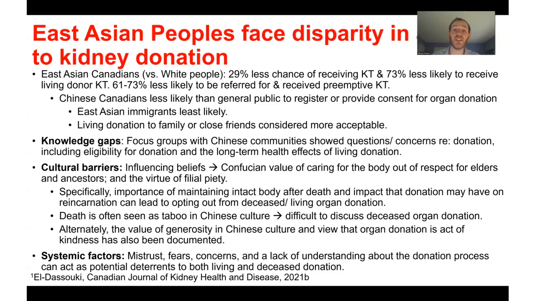With respect to East Asian peoples and the disparity in access to kidney donation, East Asian Canadians were much less likely than white peoples to receive kidney transplantation, to receive living donor kidney transplantation, to be referred for or receive preemptive kidney transplantation. And Chinese Canadians were less likely than the general public to register or provide consent for organ donation. And particularly, East Asian immigrants were the least likely, though living donation to family or close friends was considered more acceptable. Again, knowledge gaps were identified in focus groups with this community.